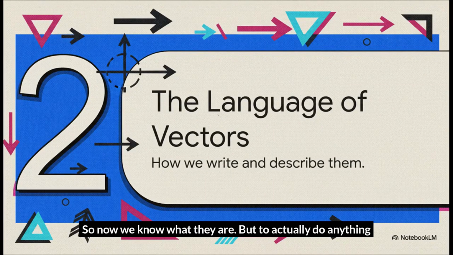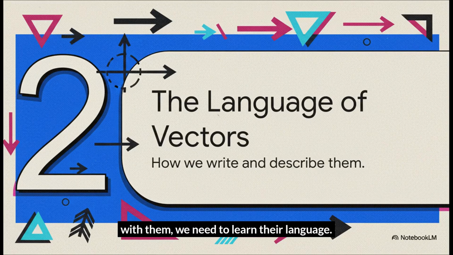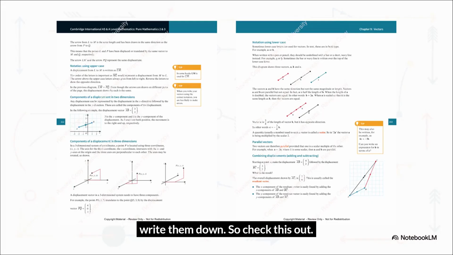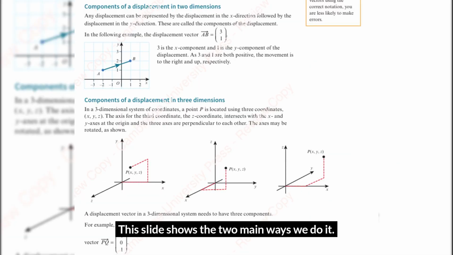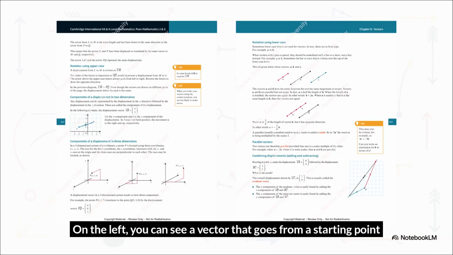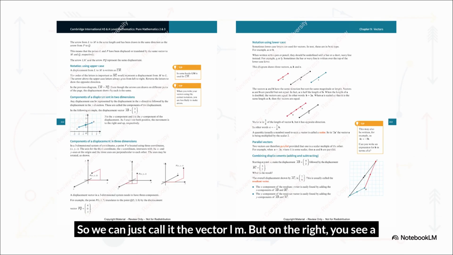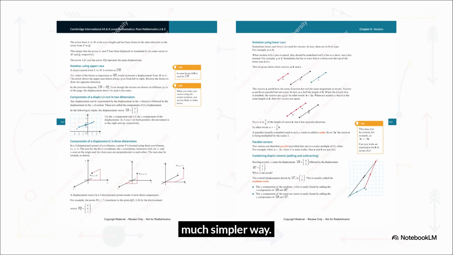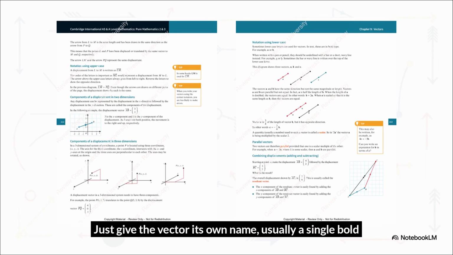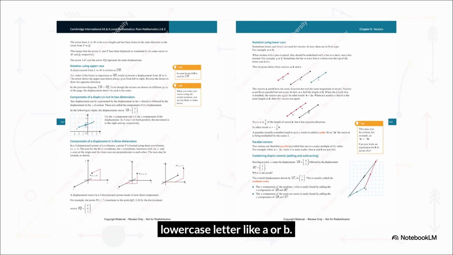Okay, so now we know what they are. But to actually do anything with them, we need to learn their language. We need a clear, consistent way to write them down. So check this out. This slide shows the two main ways we do it. On the left, you can see a vector that goes from a starting point, L, to an ending point, M. So we can just call it the vector LM. But on the right, you see a much simpler way. Just give the vector its own name, usually a single, bold, lowercase letter, like a or b.